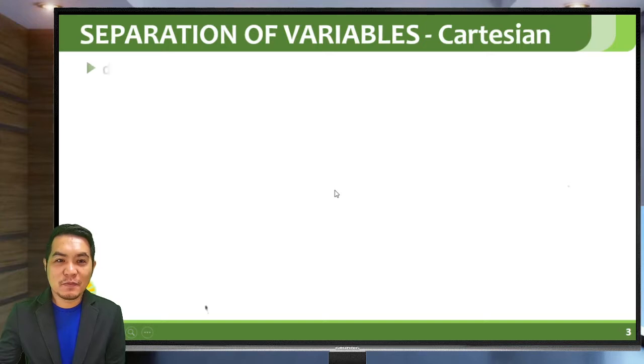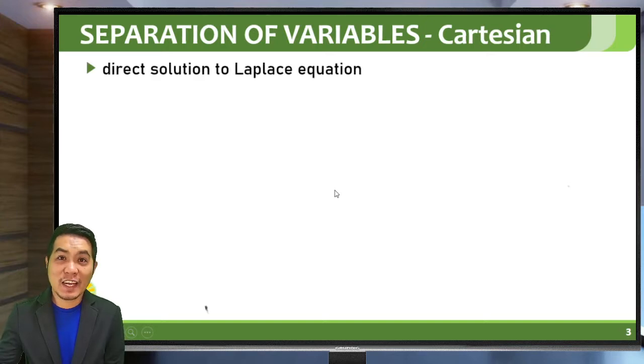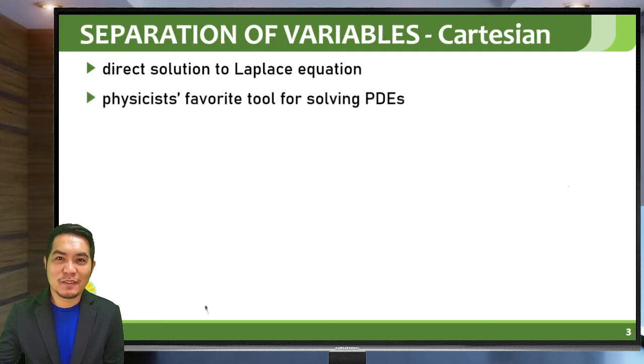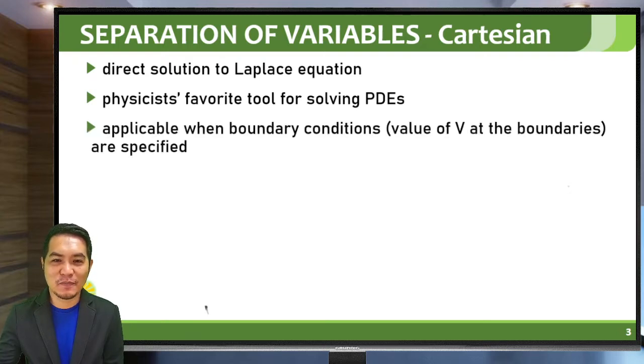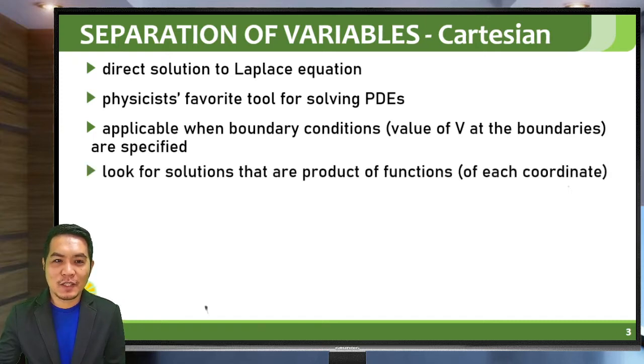The separation of variables technique is a direct solution to the Laplace equation. This is our favorite tool for solving partial differential equations, and it's only applicable, of course, if you are given the potential at the boundaries, or there are specified boundary conditions. In this technique, we usually look for solutions that are products of functions of each coordinate.